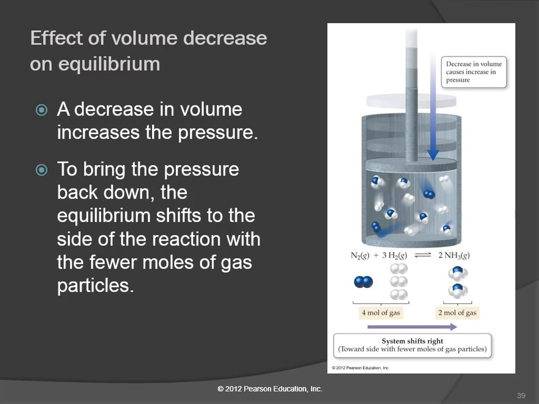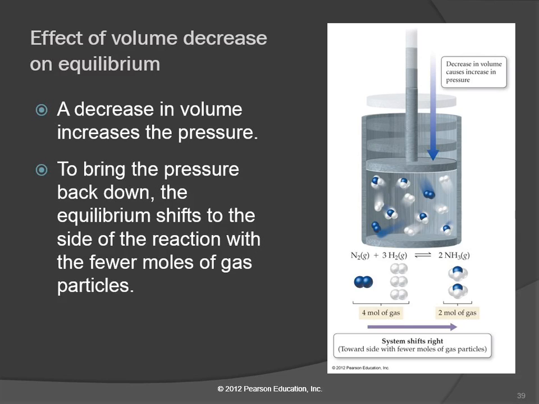So let's look at this picture. Here we've got nitrogen reacting with 3 hydrogens to form 2 ammonias. So in our reactants, we have 4 moles of gas particles. In the product, we only have 2 moles of gas particles. Remember, with gases, what the particles are doesn't matter. It's just the number of particles, right? And the number of particles affects the pressure, the volume, the temperature of the gas.